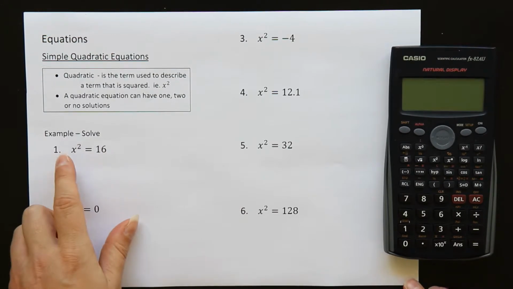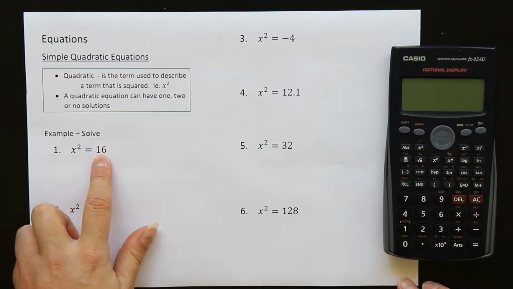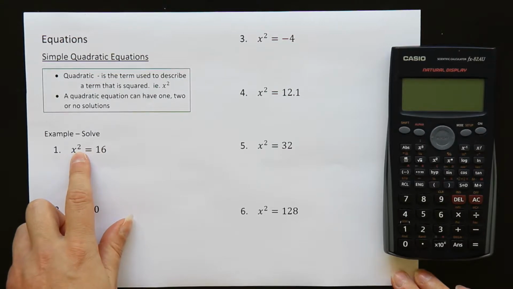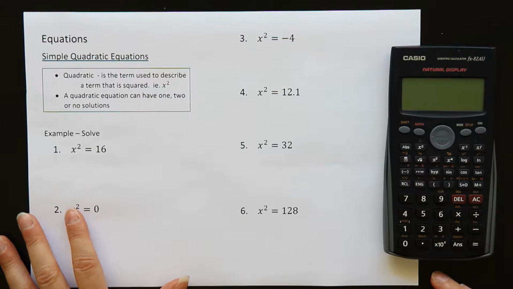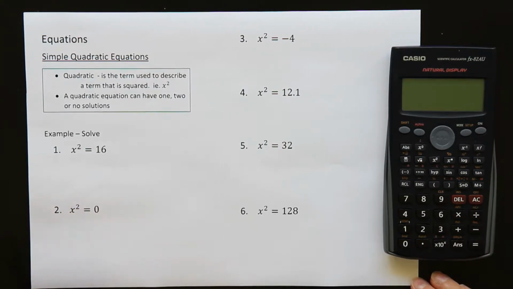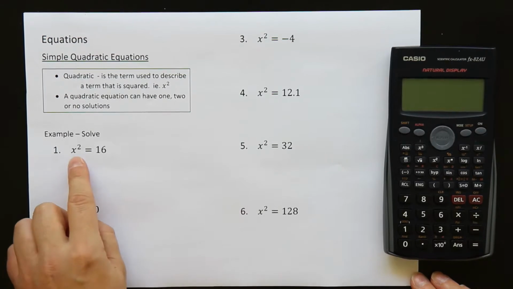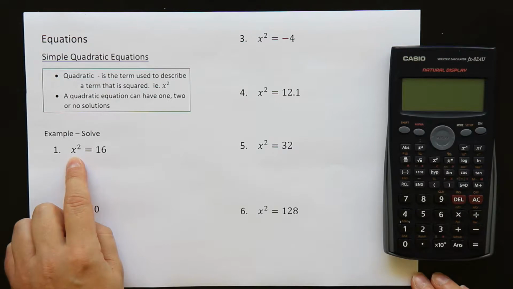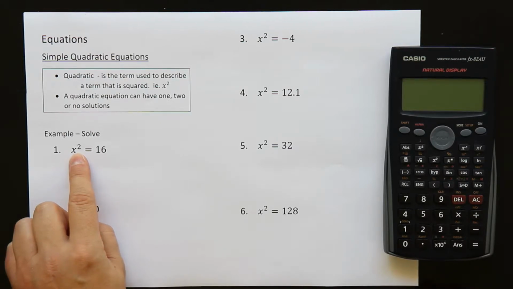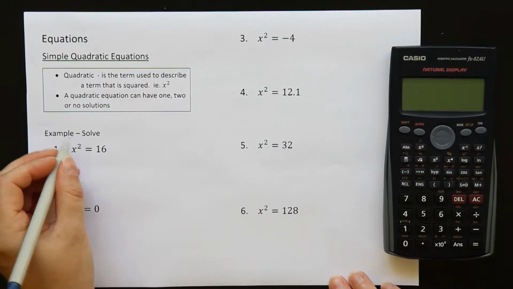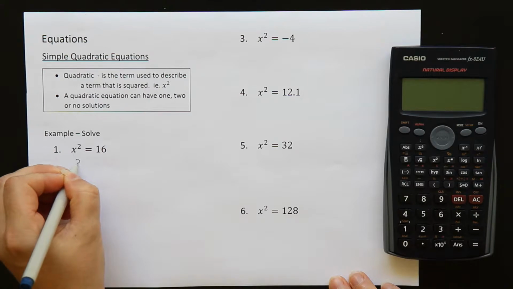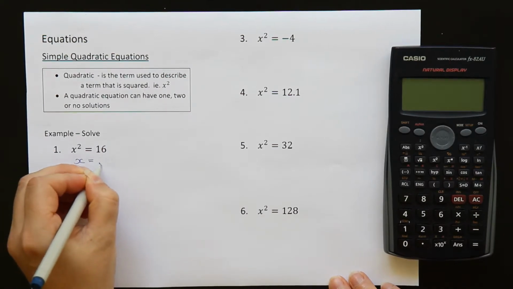It says solve x squared equals 16. Now we see the x squared, so we know it's a quadratic. Now, like all of our equations, if we want to solve the equation, we want to get the pronumeral by itself. So I have an x squared, I want to get the x by itself. I want to get rid of the squared. Now the opposite of squaring something is to square root it. So I can get x by itself if I square root the 16.